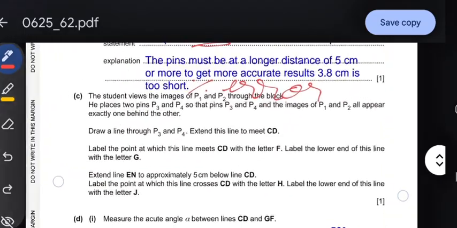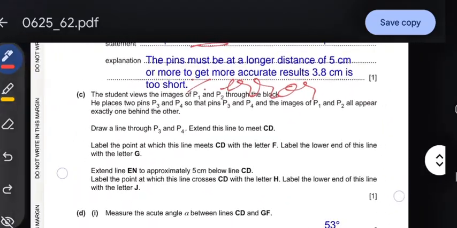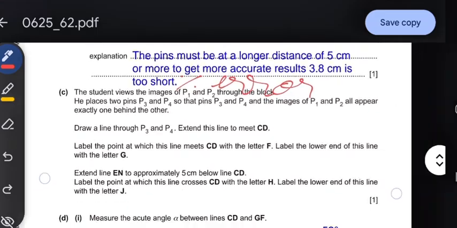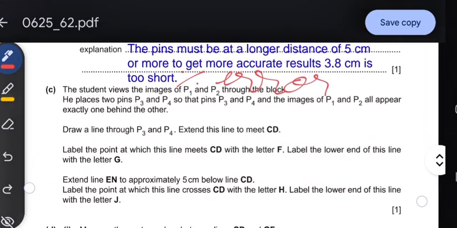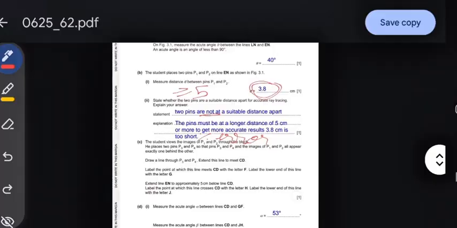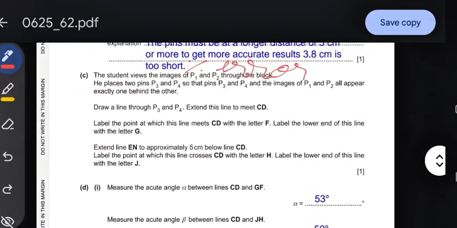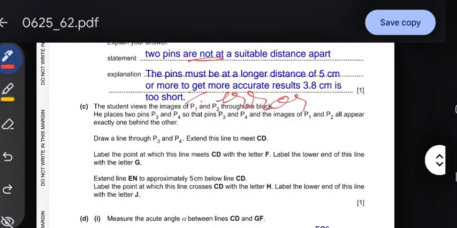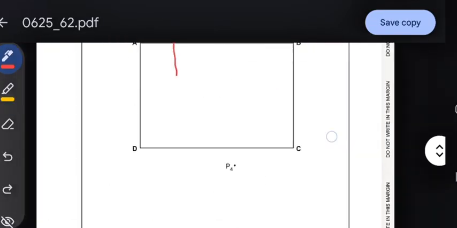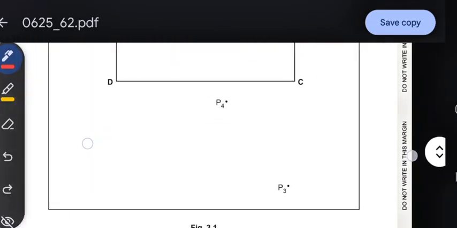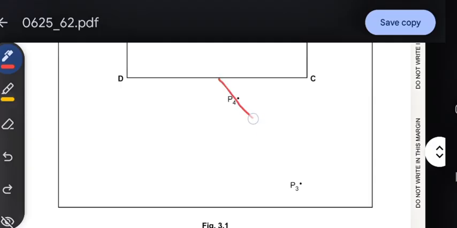Anyways, next, the student views the images of P1 and P2 through the block. He places two pins P3 and P4 so that P3 and P4 and the images of P1 and P2 appear exactly behind one another. You can do this experiment in the lab and see what you're seeing over here. Now draw a line through P3 and P4. Extend the line to meet CD. Here are P3 and P4. You're going to draw a line and extend it to meet CD.